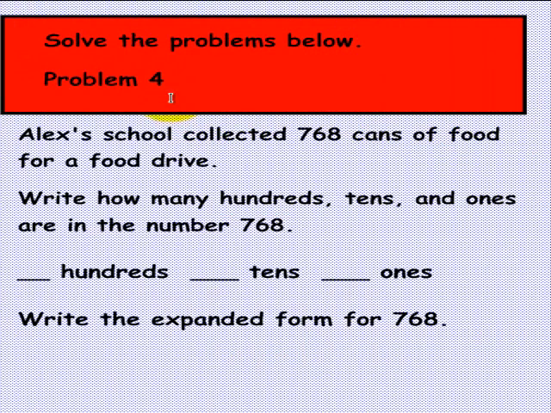We are looking at the very last problem. Alex's school collected 768 cans of food for a food drive. Write how many hundreds, tens, and ones are in the number 768. Please write those answers here, here, and here. And if you would, please write the expanded form for 768 below. If you would, please pick up a pen to solve this problem.